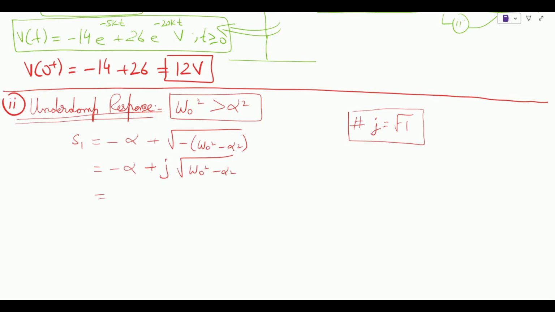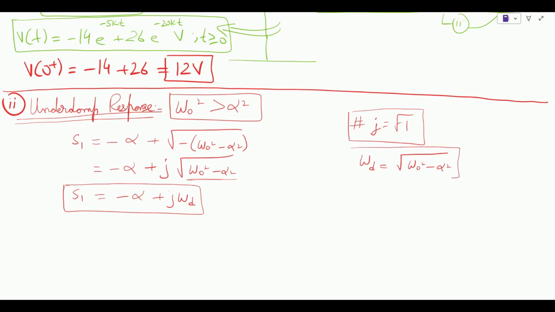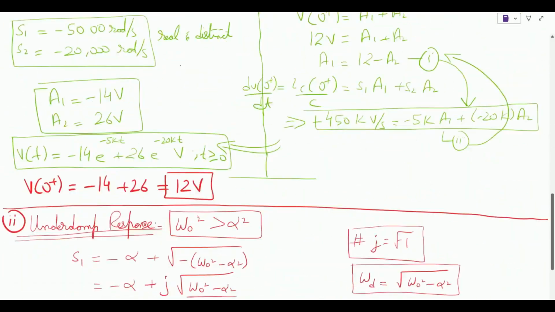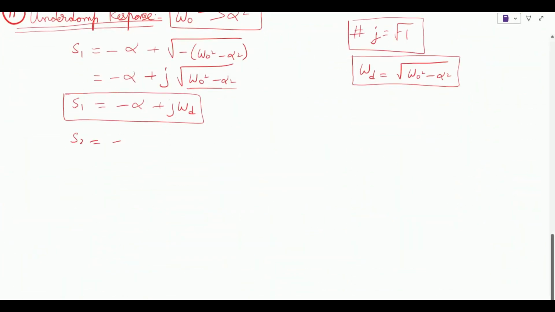Finally I can write this as minus alpha plus j, and the term under the square root can be written as omega d. So this is my first root for the underdamped response, where omega d is the damped frequency, having the value of the square root of omega naught squared minus alpha squared, where alpha is the Neper frequency. Since for the underdamped response the roots are complex conjugates, the second root S2 is going to be minus alpha, the conjugate, minus j omega d. So this is how we find the roots once we have figured out the underdamped response from the ratio of the resonating and the Neper frequency.